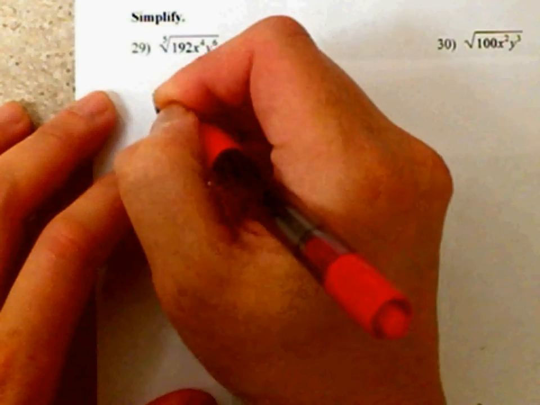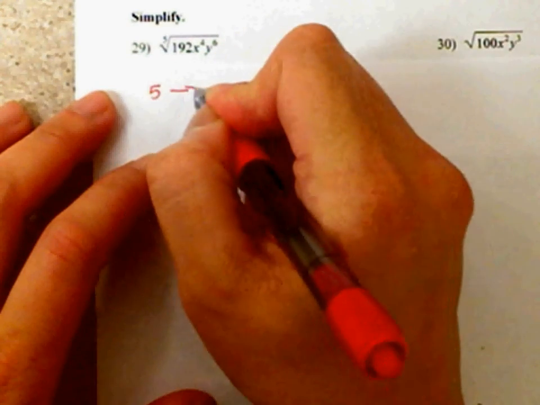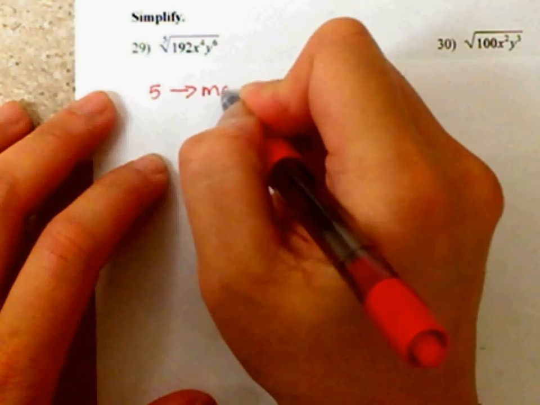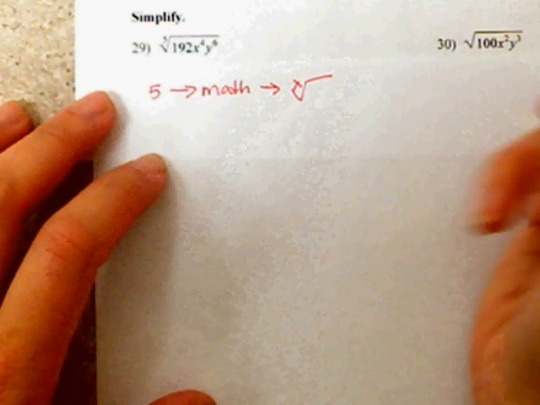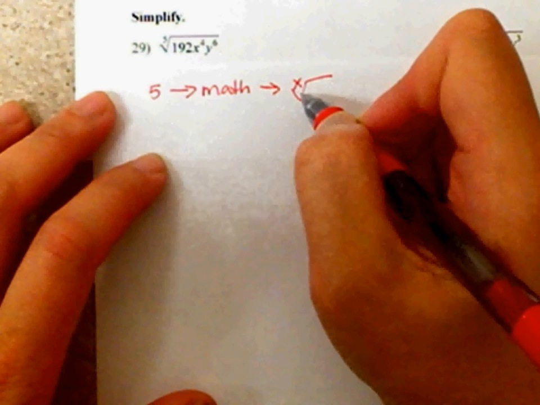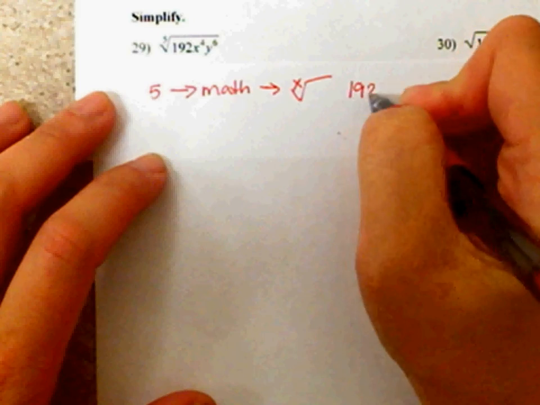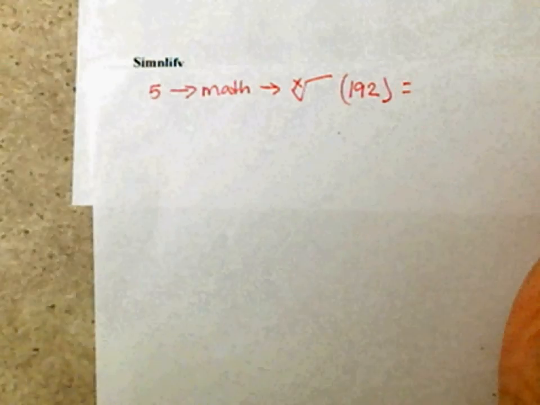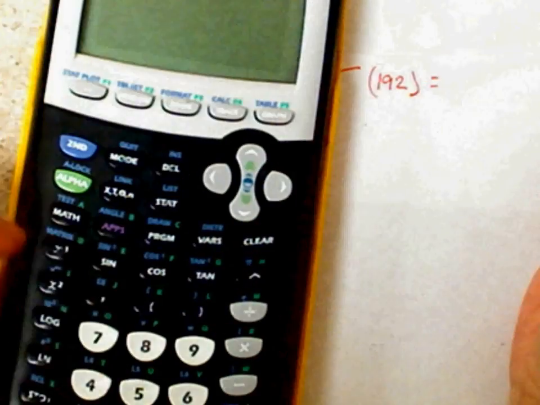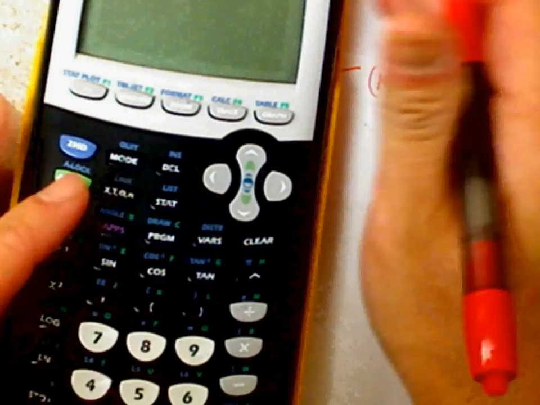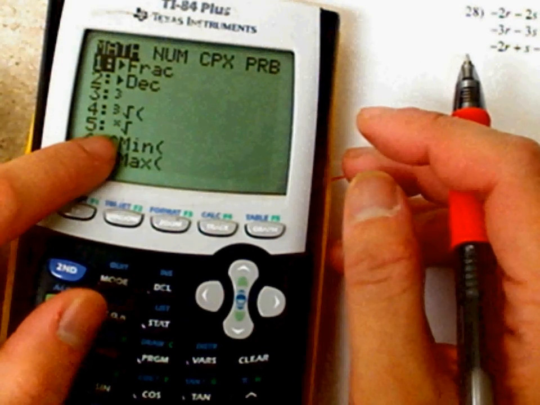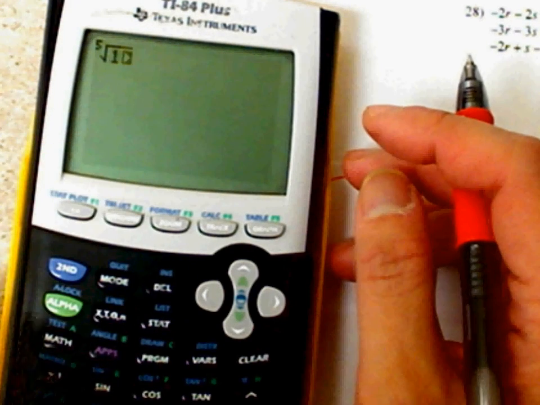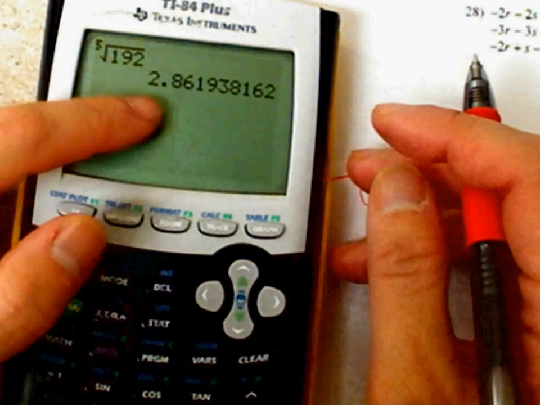You would type in 5 on your calculator, math, go to the one that looks like this, because this is a whatever root this is. Type in 192 and hit enter, okay? Let me show you how to do it. So you would hit 5, math. You see this one right here, number 5? You can hit 5 or scroll down. Type in 192. Notice how it's a decimal. Because it's a decimal, it's not a perfect root.